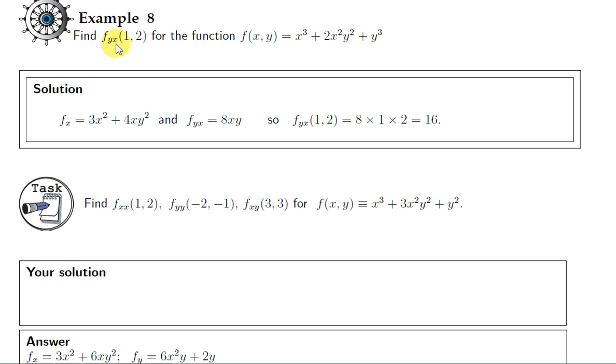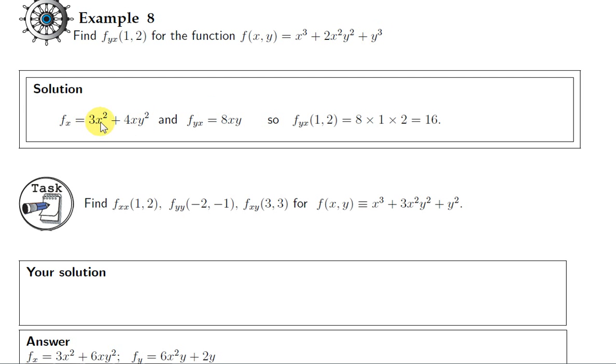Let's take this example here. We want to differentiate this function partially with respect to x. Now we could differentiate it partially with respect to y first, but it doesn't matter. Okay, let's differentiate it partially with respect to x. So x cubed becomes 3x squared. The y squared is treated as a constant, so the 2x squared becomes 4x, so we get 4xy squared. y cubed is treated as a constant, that goes to 0.